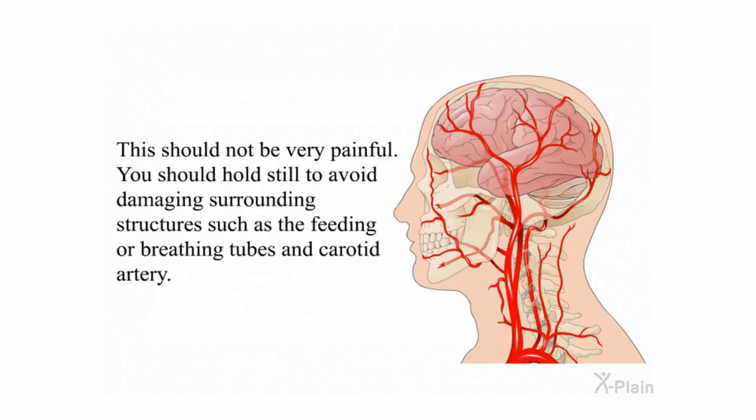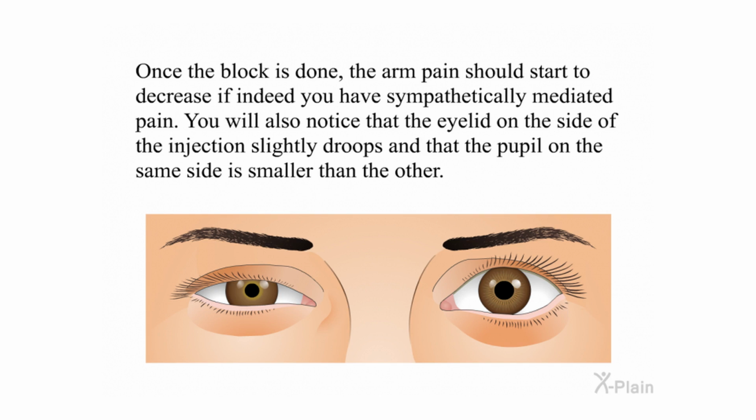This should not be very painful. You should hold still to avoid damaging surrounding structures, such as the feeding or breathing tubes and carotid artery. Once the block is done, the arm pain should start to decrease, if indeed you have sympathetically mediated pain. You will also notice that the eyelid on the side of the injection slightly droops and that the pupil on the same side is smaller than the other.